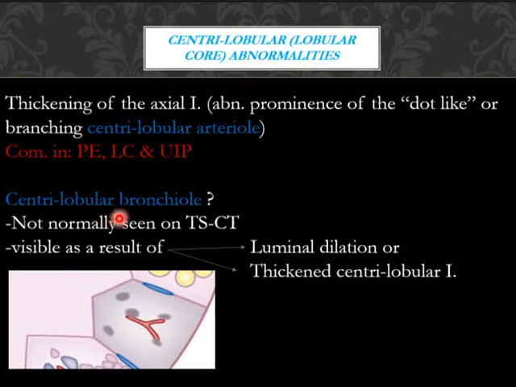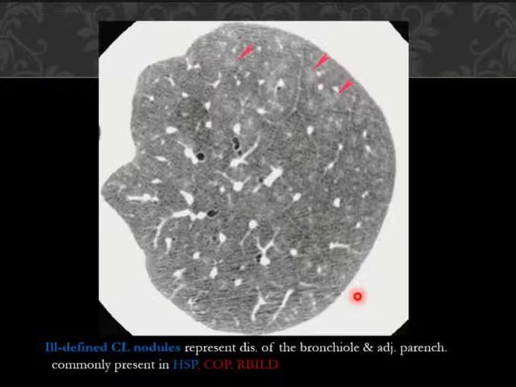While centrilobular bronchiole is normally not seen, it becomes visible as a result of either luminal dilatation or thickened centrilobular arteries. As in this case, these are ill-defined nodules. These are dilated and thickened bronchioles, normally not seen. This is a case of hypersensitivity pneumonitis.